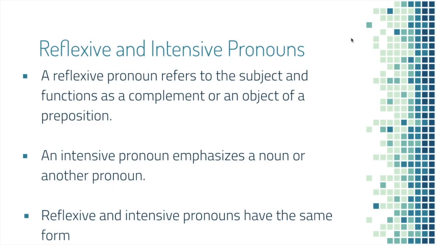The next 2 are reflexive and intensive. And these are interesting because they have the same pronouns. They're just used in a different way. So a reflexive pronoun refers to the subject and functions as a complement or an object of the preposition, okay? This definition will make more sense once we do parts of a sentence, but basically, reflexive pronouns can be used within a prepositional phrase. The object of a preposition is what comes in the prepositional phrase.